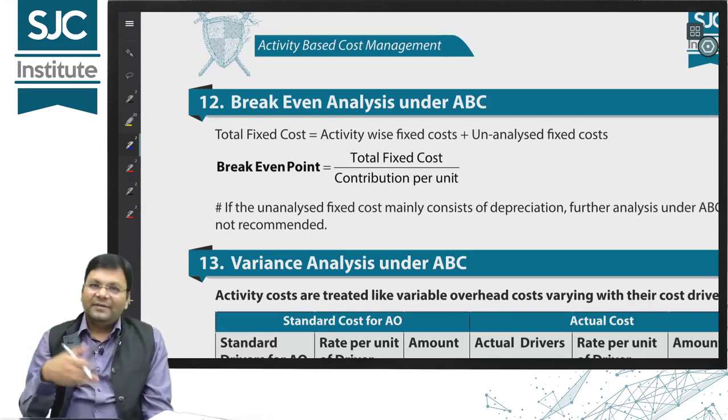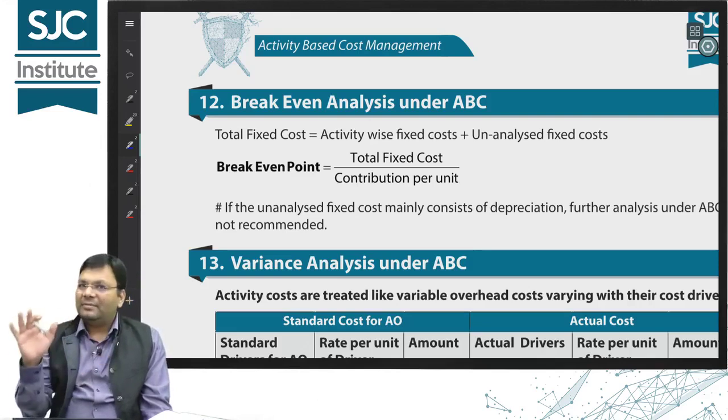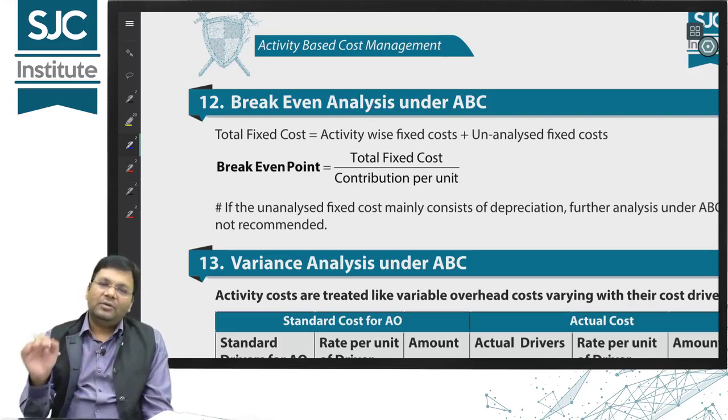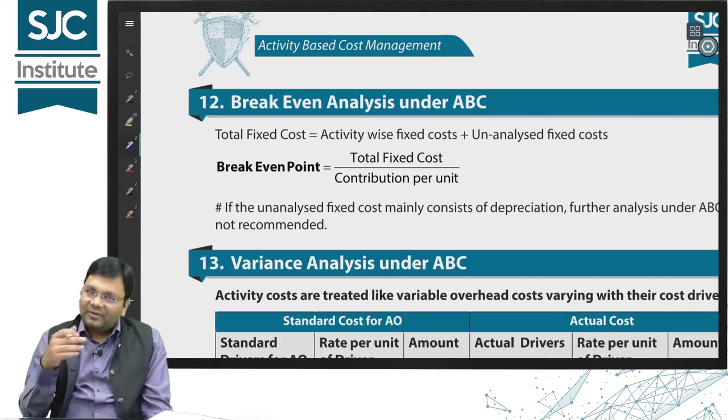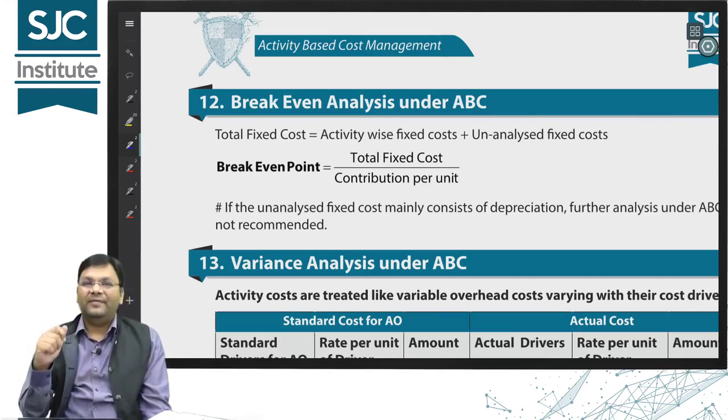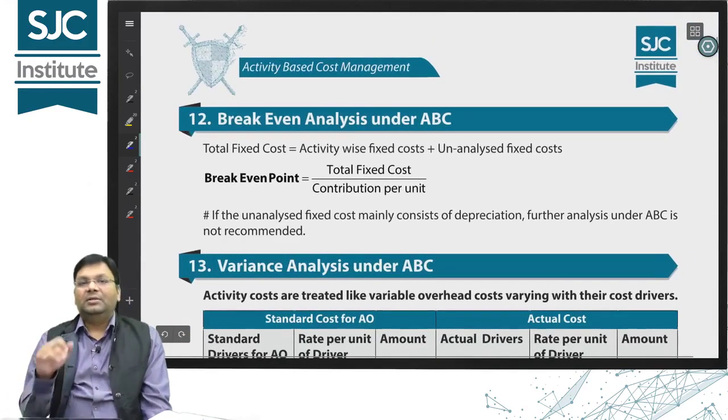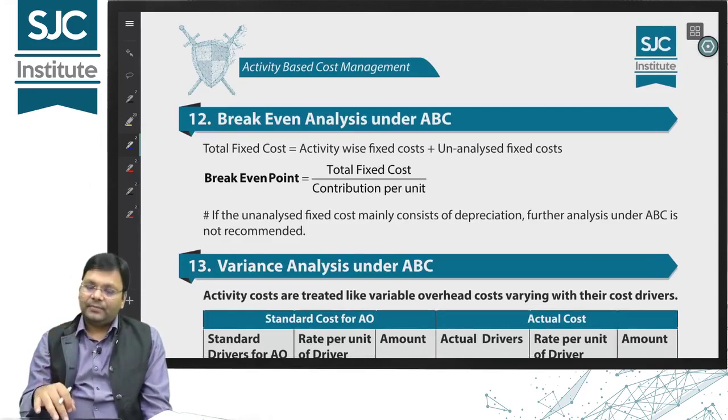So what is the difference with ABC? First of all, the concept remains same. Break-even concept is not changing. It is total fixed cost by contribution per unit only. You remember the calculation formula of break-even, total fixed cost by contribution per unit or total fixed cost by PV ratio. The concept remains same. There is no change over here. So what is the change then?